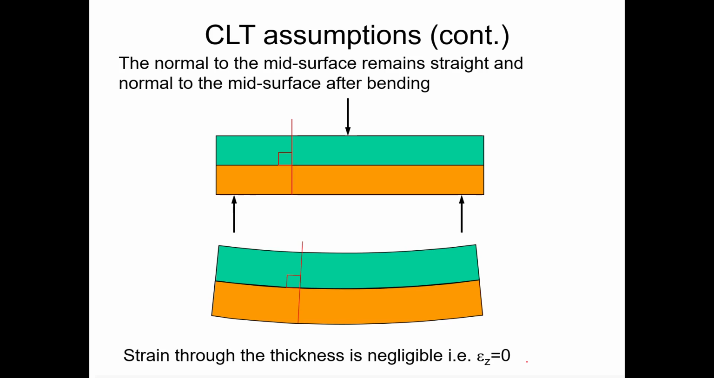Okay, these are our assumptions, and we assume the strain through the thickness is negligible, where the epsilon z is almost zero. Based on that, we can try to derive our equations. Also note that the shear strain gamma xz and gamma yz equal to 0 in this case.